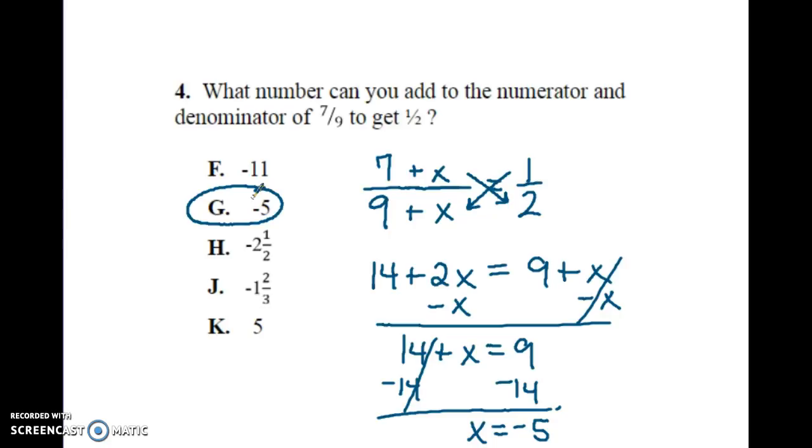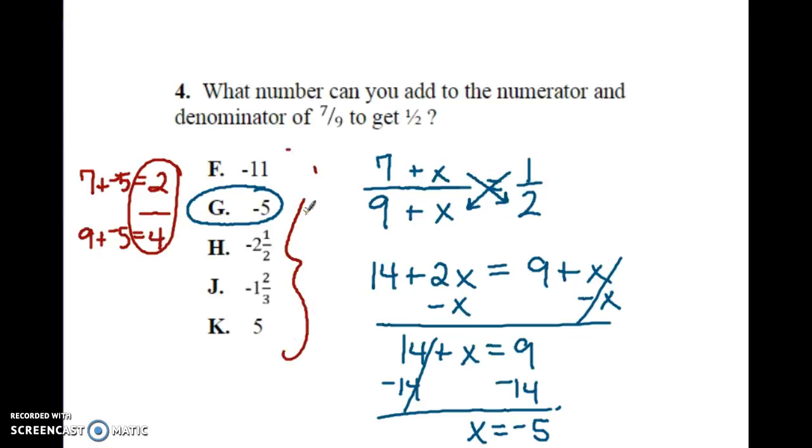Now, if you do not know how to set up that problem in order to find the value of -5, you could always start plugging in values to see which ones worked. And I'll do that to check my answer. So 7 plus -5 is equal to 2. And in the denominator, 9 plus negative 5 is equal to 4. And then 2 over 4 reduces to 1/2. So even if you did not know how to set up an equation, since this is a multiple choice problem, you can plug in your answer choices to find the correct choice.